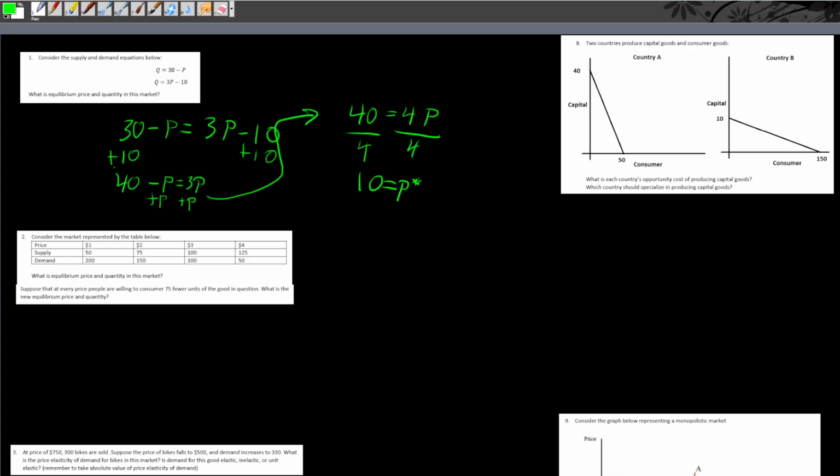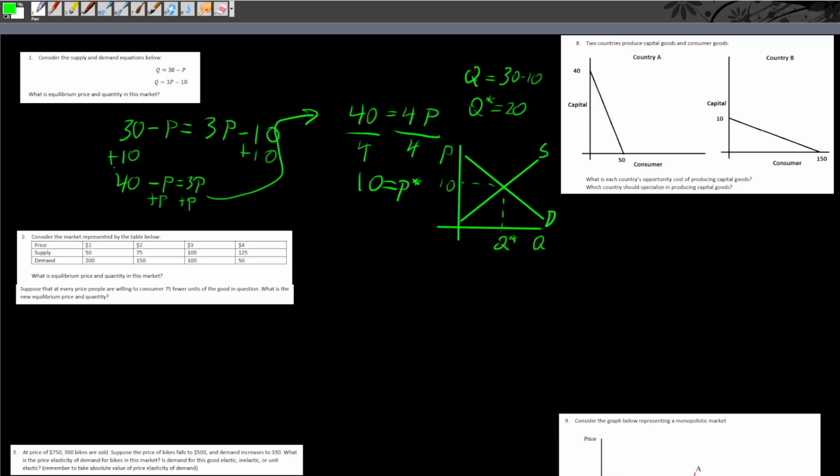So now to get equilibrium quantity, we just have to plug that 10 back into either of the original equations. So let's do the top one. So Q is equal to 30 minus 10. So Q star is equal to 20. And so just to connect that with our graphical representation, if we've got our normal supply and demand diagram, let's say that this is our supply curve, this is our demand curve. What we've done here is we've just found Q star is equal to 20 and P star is equal to 10.